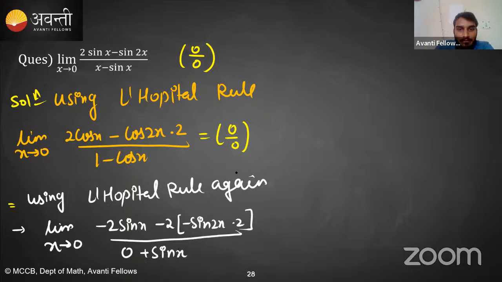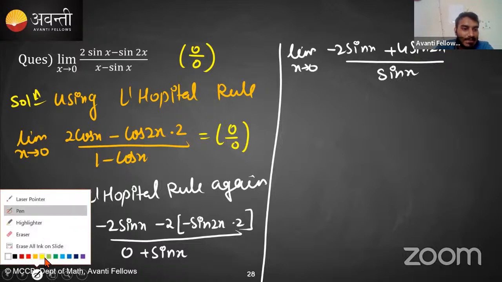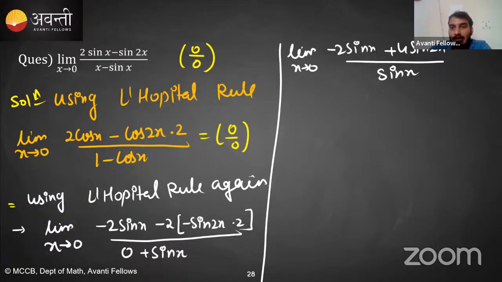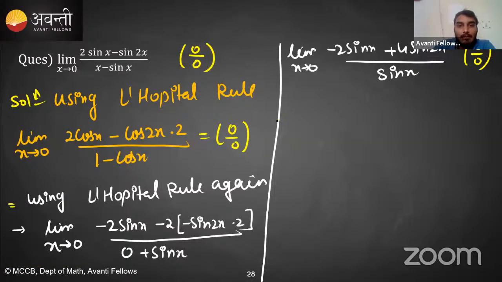So what are you getting? We are getting limit x tends to 0, minus 2 sin x plus 4 sin 2x divided by sin x. Now again check, students. Put x equal to 0 in the numerator. You are getting 0 and the denominator is also 0. So again we have 0 by 0 form, which means differentiate again. So apply L'Hopital rule again. So what will you get?